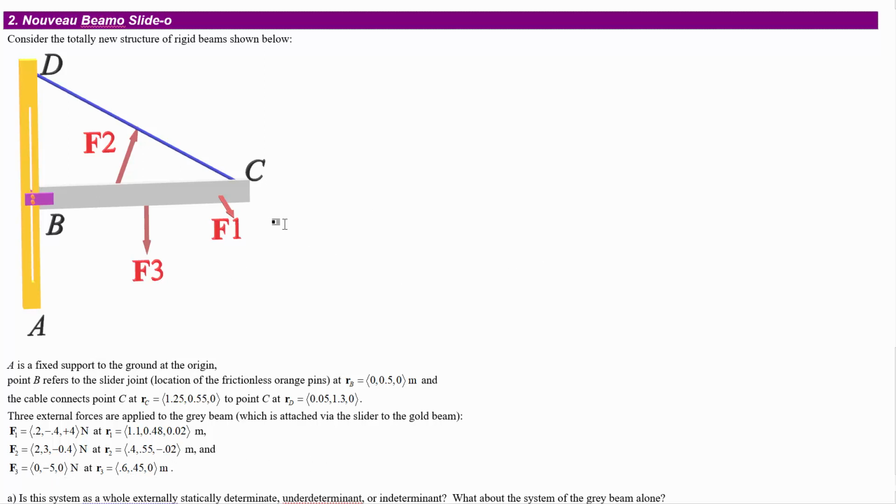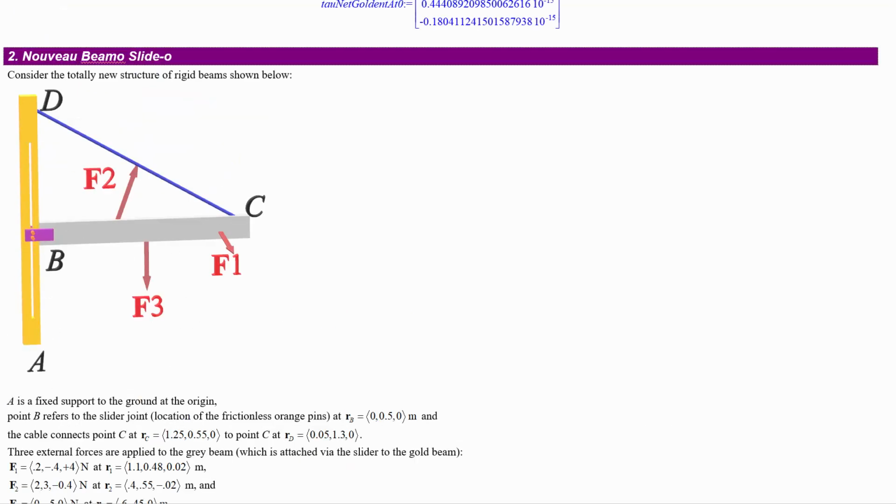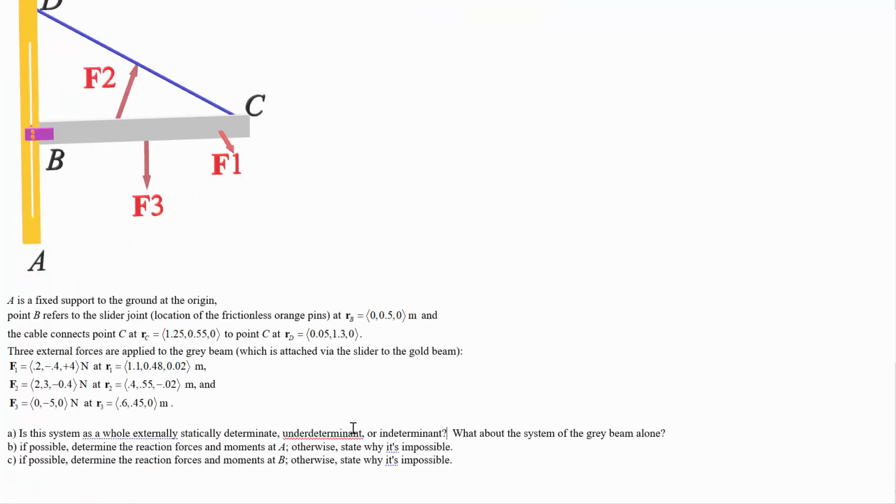So what we're asked is, is this system as a whole externally statically determinate, underdeterminate, or indeterminate? What about the system of the gray beam alone? So the whole thing, is it externally statically determinate, underdeterminate, or indeterminate? So the whole thing has this fixed support at the bottom, and anything else like the cable and the support here is an internal thing. So with a fixed support, and exactly one fixed support, we can deal with any externally applied forces, and we'll be able to solve for the 3 force reactions and 3 moment reactions uniquely. So this is statically determinate as an entire system.